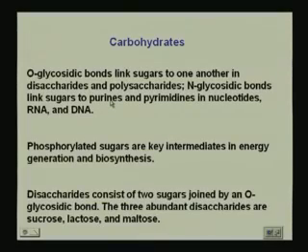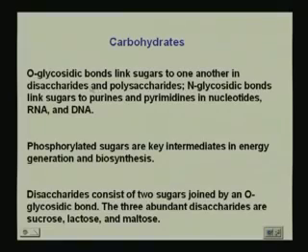Now, what we have here are certain types of bonds that we are going to look at. Glycosidic bonds are those bonds that link sugars to one another. When we consider, say, glucose linking with another glucose moiety, or glucose linking with galactose or mannose, where we have O-glycosidic linkages, we form disaccharides and polysaccharides. So, O-glycosidic bonds link sugars to one another in disaccharides and polysaccharides.